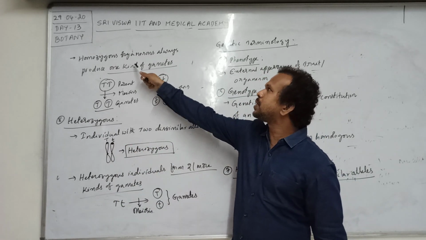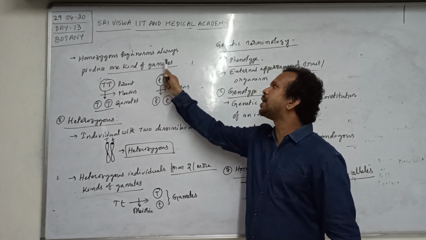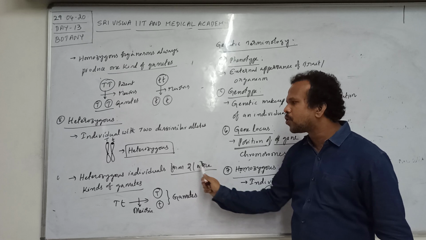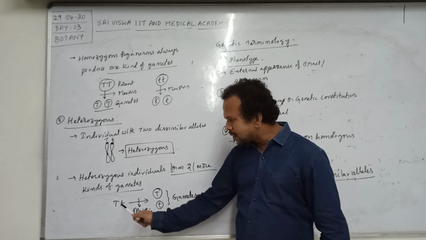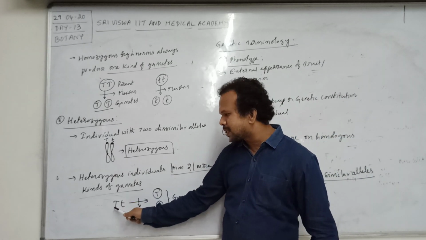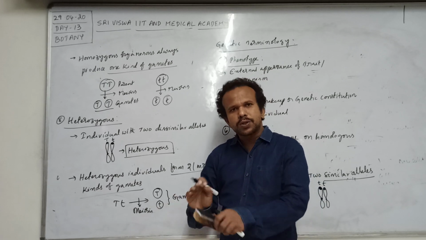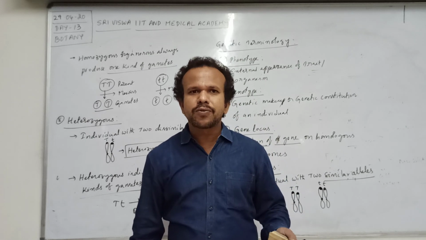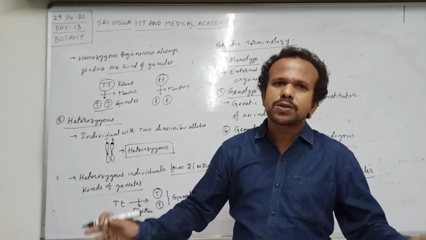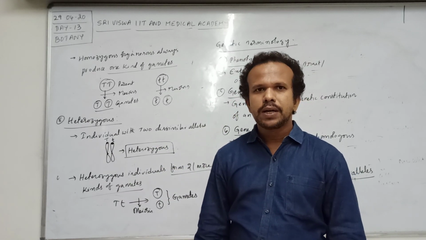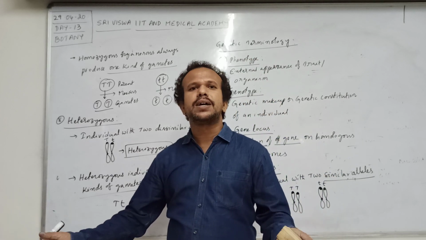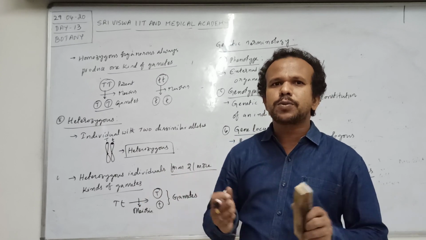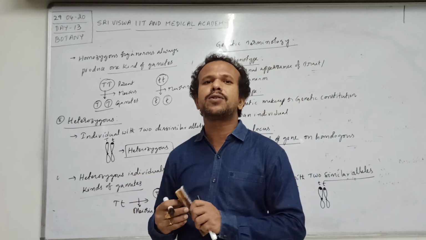However, homozygous organisms always produce one kind of gametes. Heterozygous individuals form two or more kinds of gametes. Here, for example, if the genotype is capital T small t, these two separate during meiosis, during segregation. What is segregation of chromosomes? Separation of the homologous chromosomes. Alleles segregate during segregation, that is separation of homologous chromosomes, separation of maternal and paternal chromosomes.